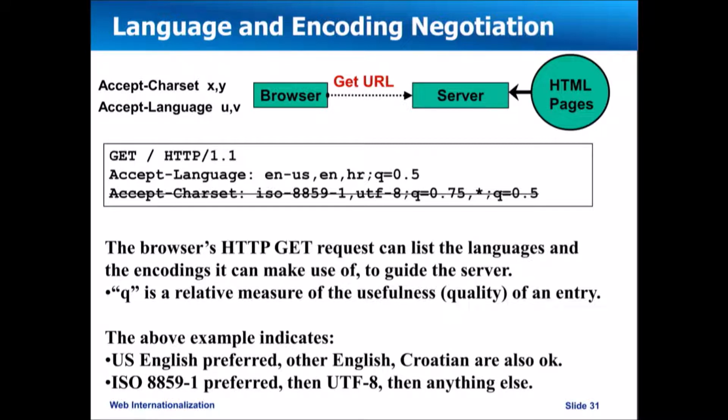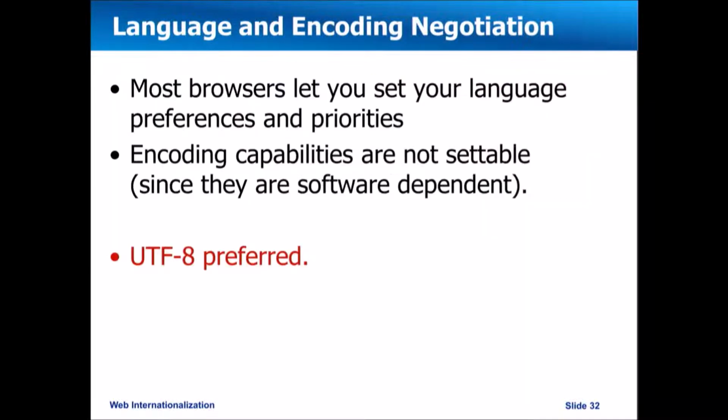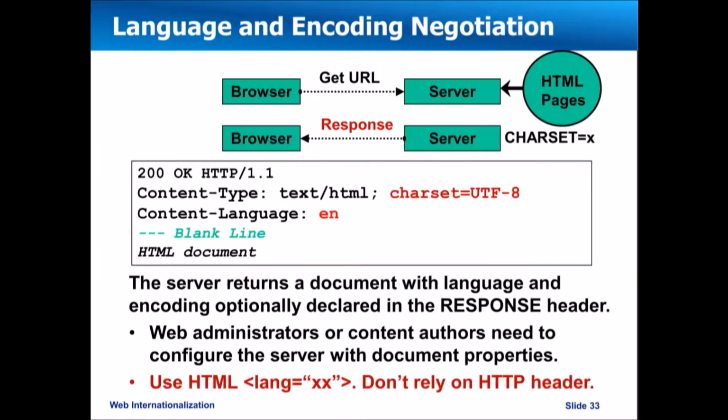So a browser can specify that, and it tells the server what to do. The server can use that information and say, well, maybe I have this web page in these languages. Let me try to match up which one is the best one to return to the user in that language. Encoding capabilities are not settable, and it's preferred to return information in UTF-8.